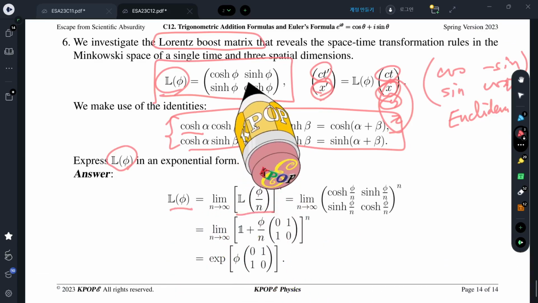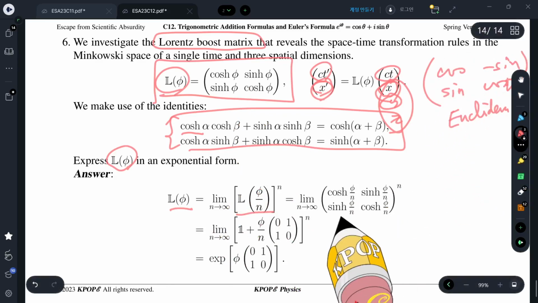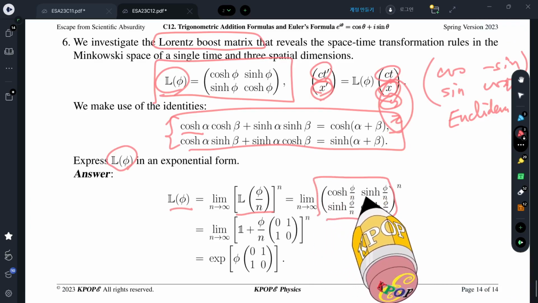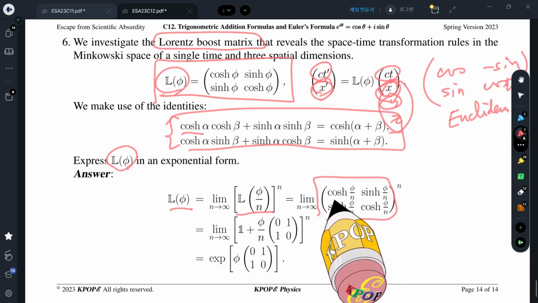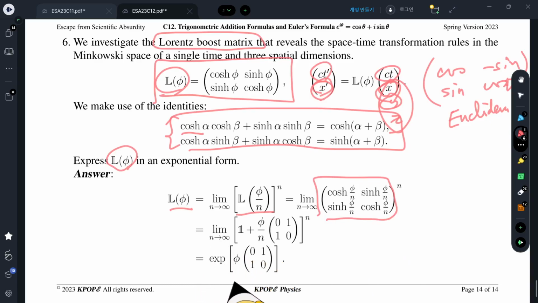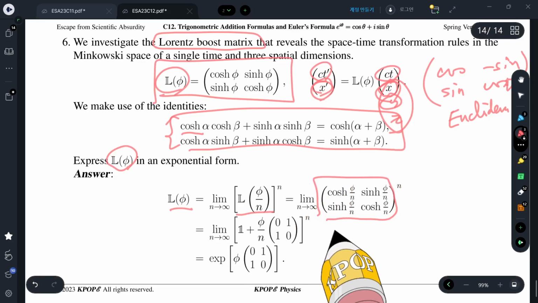Then this is identical to a series of rotations, so a series of boosts. If I take the limit as n goes to infinity, very similar to the sine and cosine function, we have this kind of form. Okay, so we can make use of this. We will consider this one more in detail later.